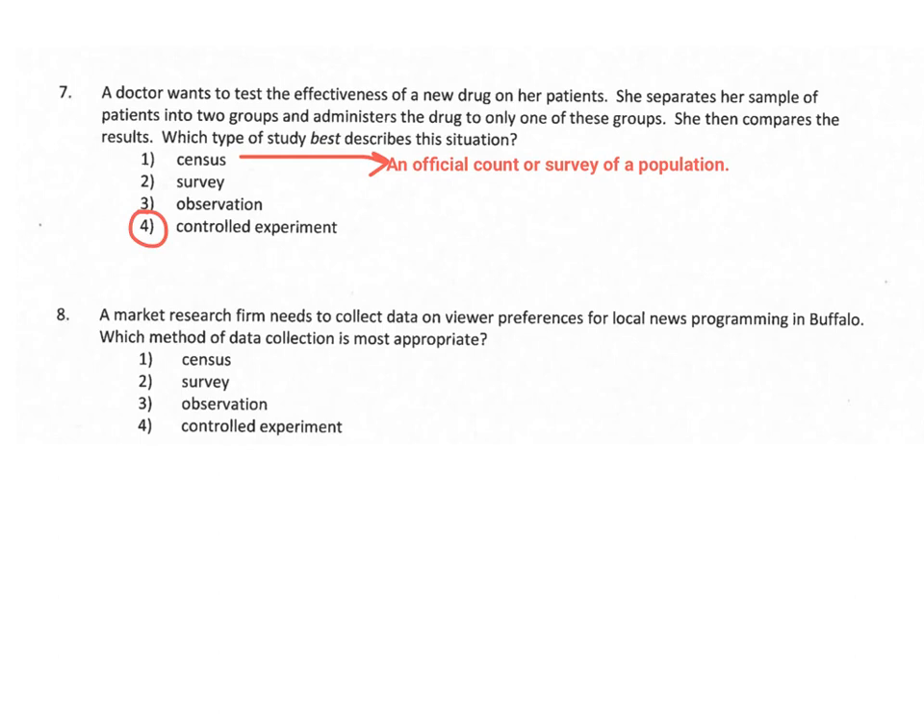All right, when you read number 8, a market research firm needs to collect data on viewer preferences for local news programming in Buffalo. Which method of data collection is most appropriate? Here I would definitely say it's a survey. It's not going to be a census. They're not going to survey everyone. It's not observation. They're not going to sit there and watch who does what. And it's not a controlled experiment. They're not breaking them up into 2 groups. The best way to do this would be to survey a sample of the population, and that's how you would get your results.